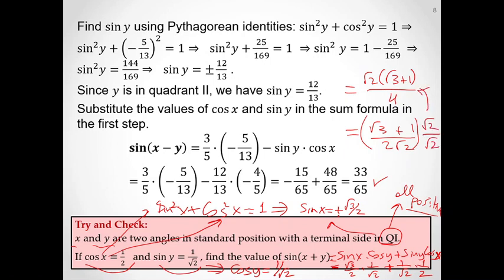Check out the calculations, please. You should be able to do it by yourself, by following the method here. The good thing here is we have quadrant 1, which makes everything positive, so you don't take any negative value here.